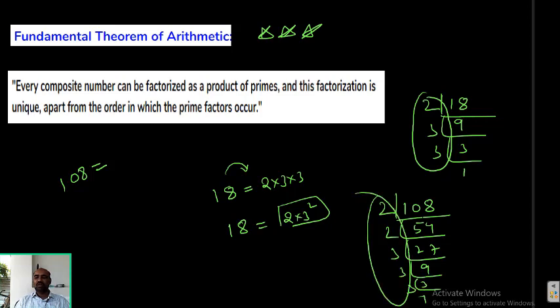So these are the prime factors of 108. The product of those numbers is only 108. What can I write down here? 2 into 2 into 3 into 3 into 3. So what I did now, 108 is written as the product of prime numbers.